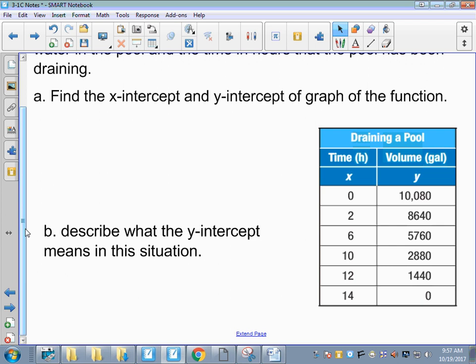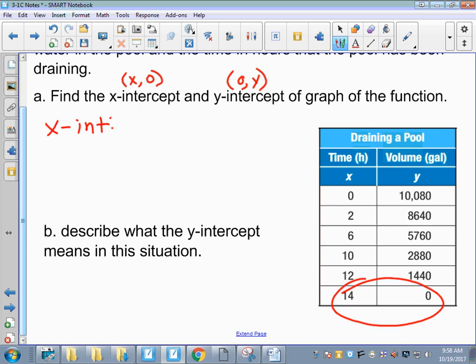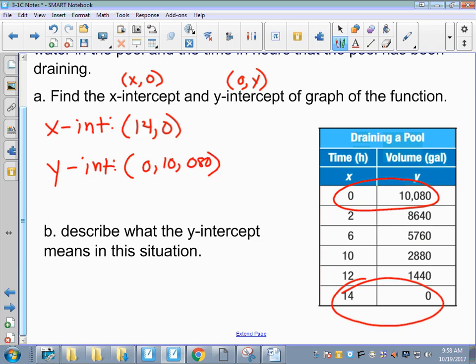So it says find the x-intercept and the y-intercept. You don't have to do any work. There's no equation. Just use your brain. So the x-intercept is when my y value is 0, and my y-intercept is when my x value is 0. So I'm going to look in the table of values, and my x-intercept is 14, 0. And my y-intercept, when I look at the table of values, was 0, 10,080. Part B asks us to describe what that means.